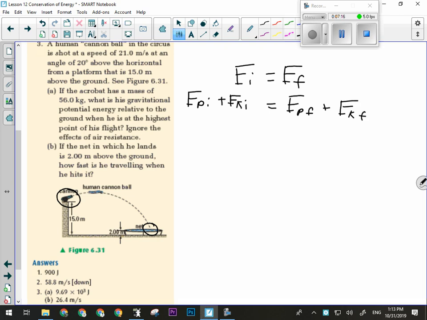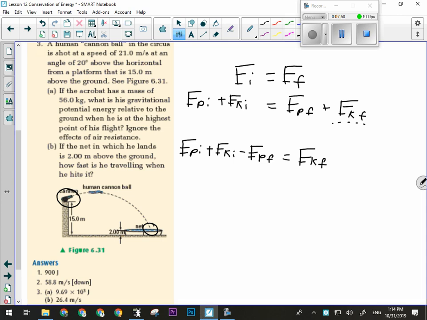What I'm looking for is how fast they're going when they hit here. Which of these terms is that part of? EKF. Right. It's part of the final kinetic energy. So before I put in the formulas and have all those letters, I'm going to move this over here. Easier to move it now before I expand. So we're going to have initial potential plus initial kinetic minus the final potential equals the final kinetic.